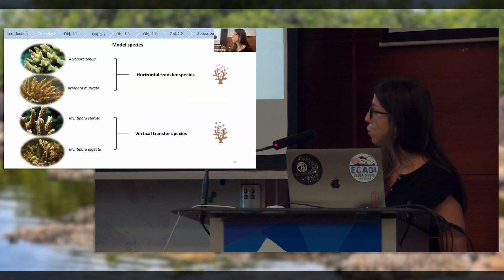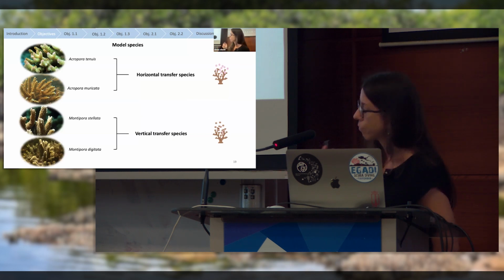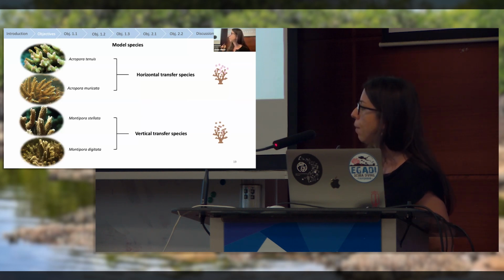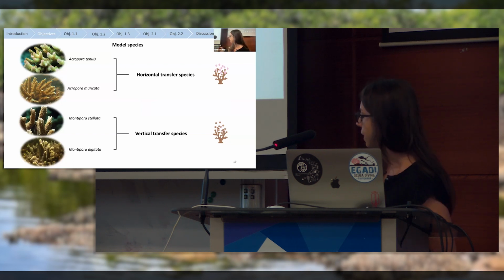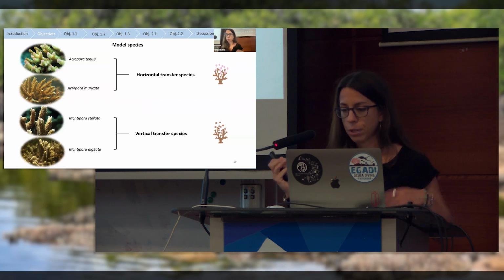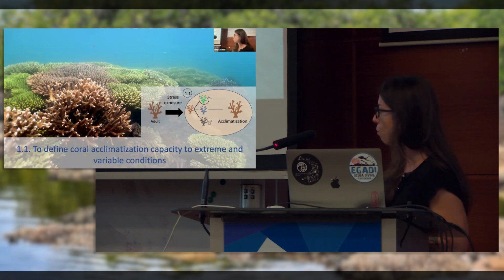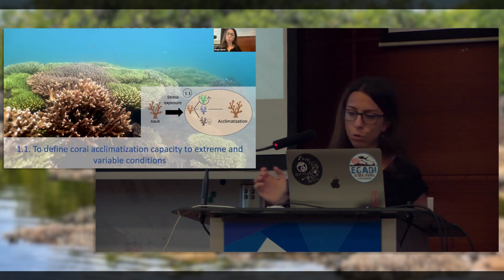Now, I also chose those species because of the way they can acquire the algal symbiont community. Indeed, with horizontal transfer species, such as Acropora, for example, the early life stages of those types of corals, and especially recruits, are able to uptake the algal symbiont community from the new environment where they settle, while vertical transfer species transfer the algal symbiont community to their offspring. So it's a completely different strategy. Therefore, we arrive at the first objective, which is to define the acclimatization capacity of extreme corals in variable conditions.